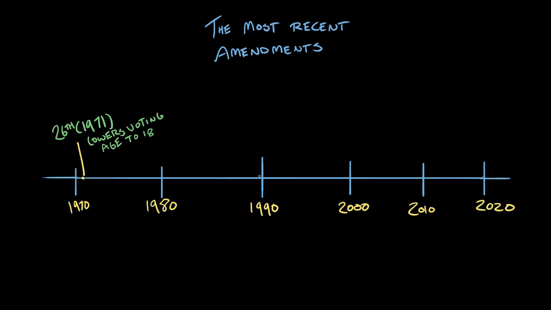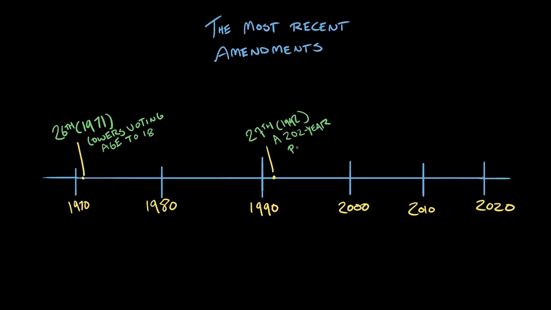Yes. But there actually has been one additional amendment, the 27th Amendment, right? So why isn't that the most recent one? Well, here's the funny thing about it. The 27th Amendment was proposed as part of the original Bill of Rights in 1789. So this amendment was proposed in 1789, ratified in 1992. So it took 202 years.